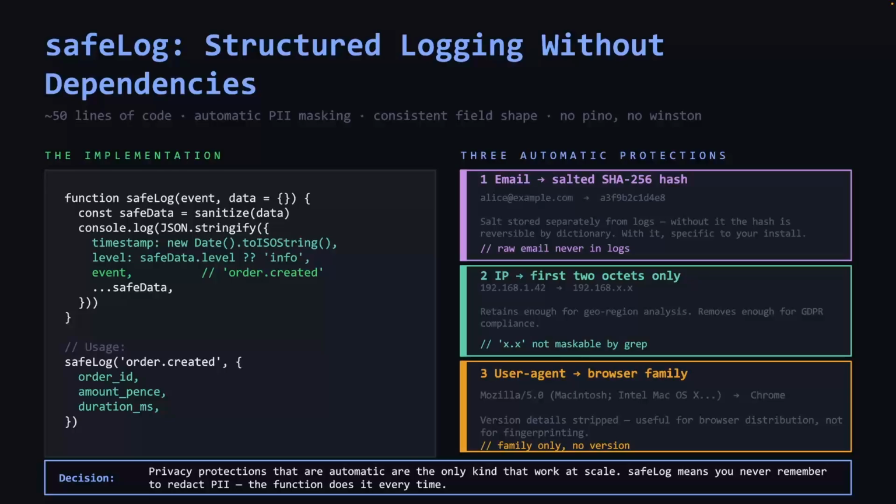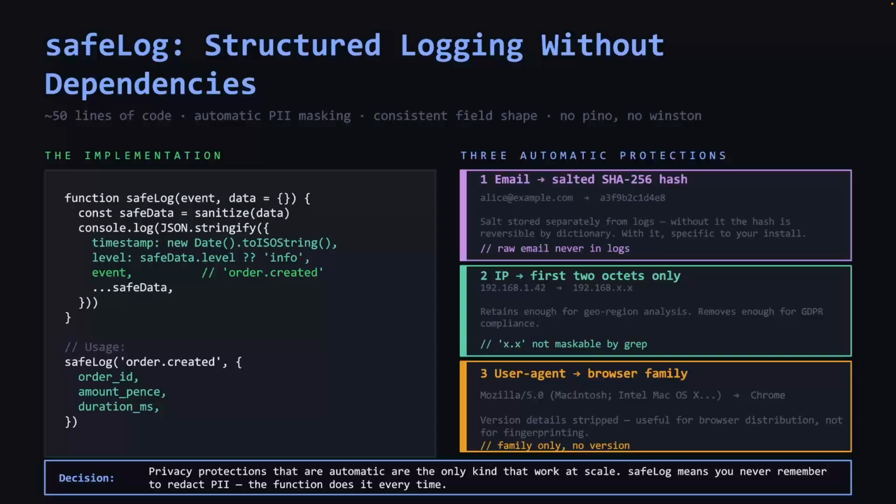The second protection: IP to first two octets. So the address 192.168.1.42 becomes 192.168.x.x. Enough for geo-region analysis, not enough to identify an individual. And it's not mistakable for a simple truncation. The x.x notation makes clear the masking was deliberate.